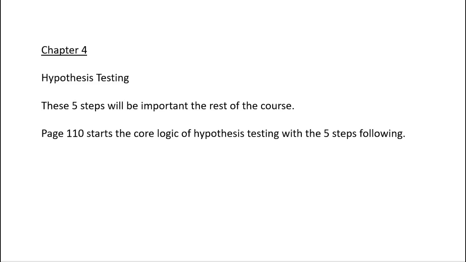Page 110 in the newest edition of the book, the 6th edition, starts talking about the core logic of hypothesis testing with the 5 steps. So the idea of chapter 4 is to determine if a score on any kind of variable that we're measuring is significantly different than what we would expect to see. Now that's a very vague statement, but that's how we start.